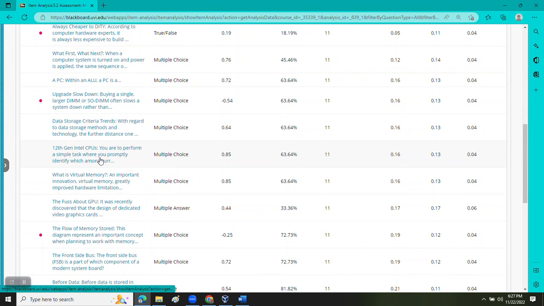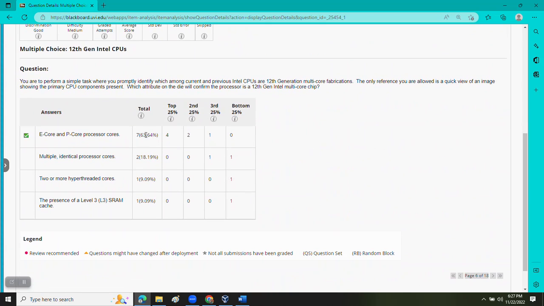The next question that posed a challenge for many students reads, it's about 12th generation Intel CPUs. You are to perform a simple task where you promptly identify which among current and previous Intel CPUs are 12th generation multi-core fabrications. The only reference you were allowed is a quick view of an image showing the primary CPU components present. Which attribute on the die will confirm the processor is a 12th generation multi-core chip?